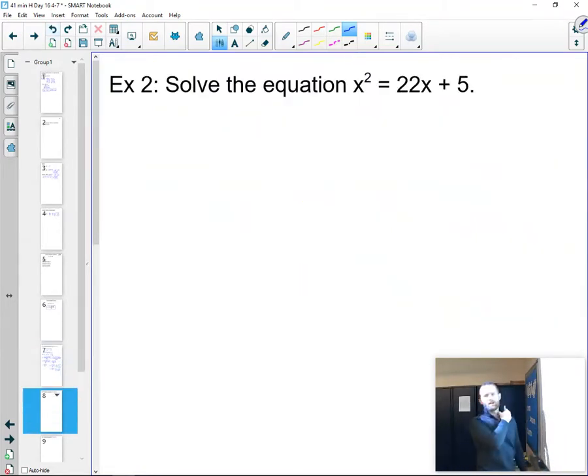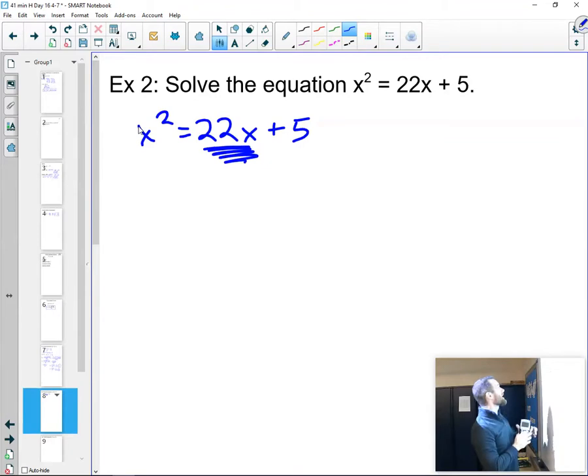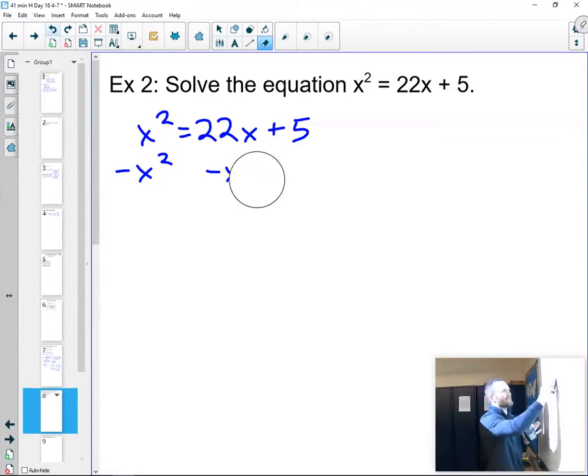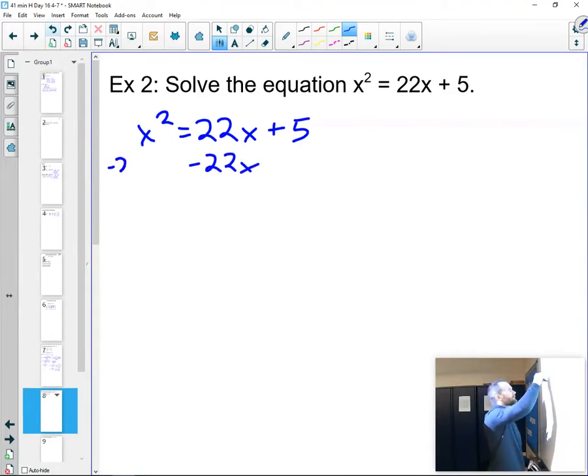Let's do another one. We've got to solve the equation x squared equals 22x plus 5. All right, first things first, we know we can't just get x by itself because we see unlike terms. We've got an x squared and an x to the first, so we need to get everything on one side. Now, we could subtract x squared from both sides. There's nothing wrong with that, but I don't like to have a negative a value. I like to have my a value, that lead coefficient, be positive, so I'm going to move everything else. I'm going to subtract 22x and subtract 5.